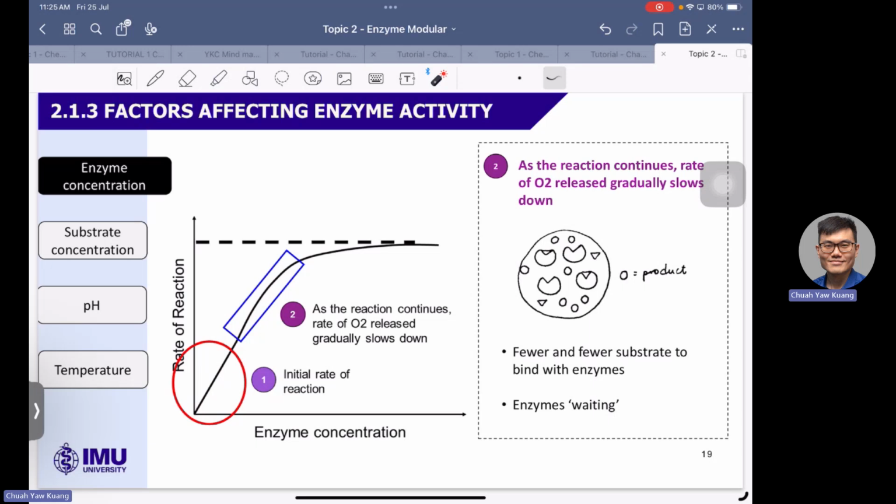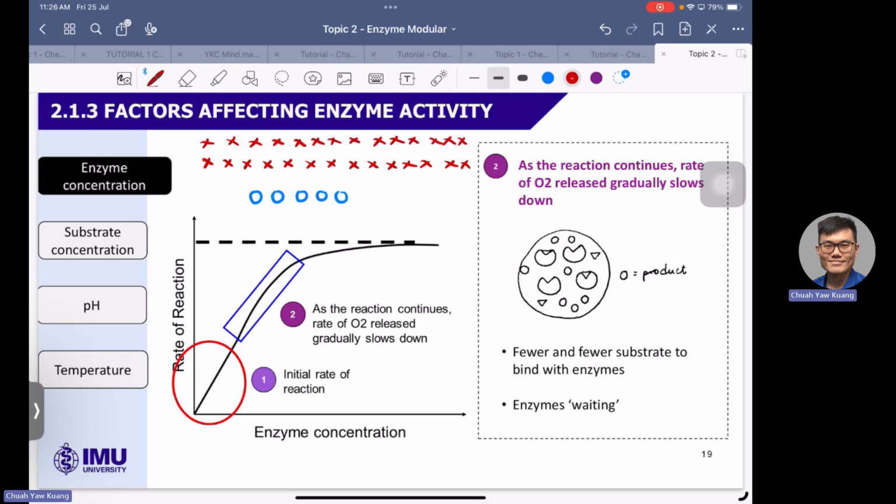Enzyme and substrate. There are a lot of substrate, let's say 1 million of the substrate. So you have enzyme like this. This is an enzyme. At the very beginning, when enzyme is low, there are a lot of substrate. Let me copy this. Cannot draw all. Draw all, then it becomes end of class already.